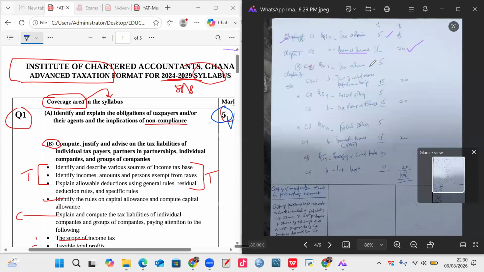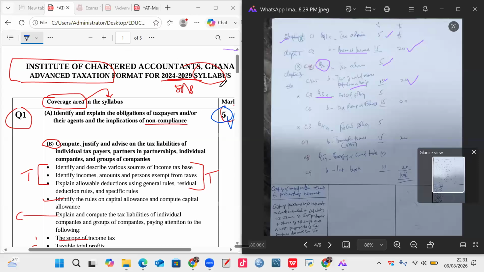Question 2 is tax administration again, 5%. Then the taxation of natural resources and petroleum, right? Natural resources, that is petroleum and mining, together give us 15 marks. So question 2 also gives us 20 marks. Tax administration says 5%, and the taxation of natural resources such as petroleum and mining gives us 15, 20. Question 3, fiscal policy, 5%.